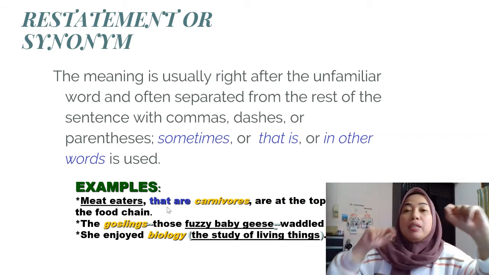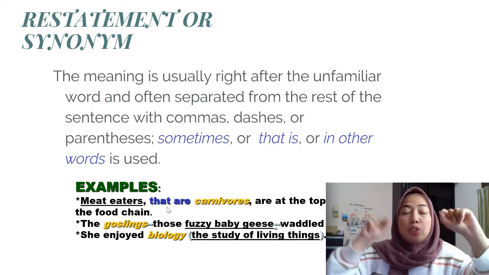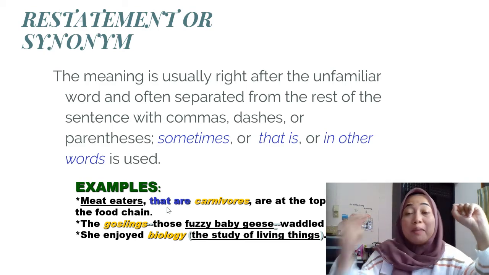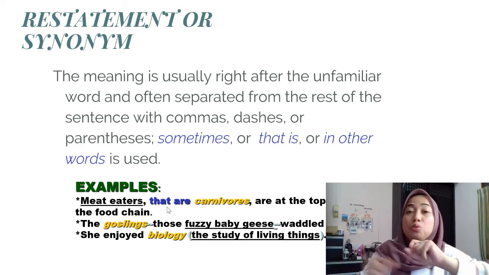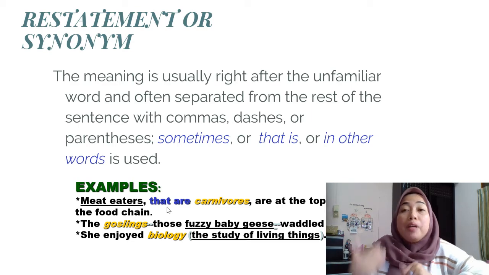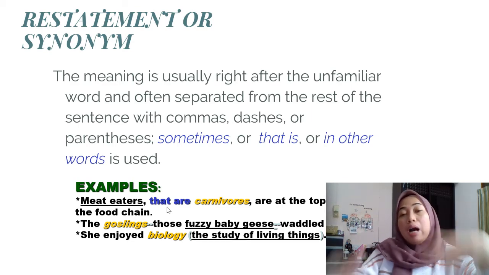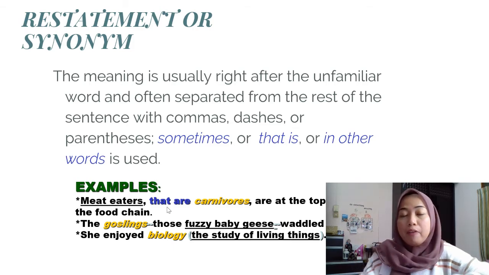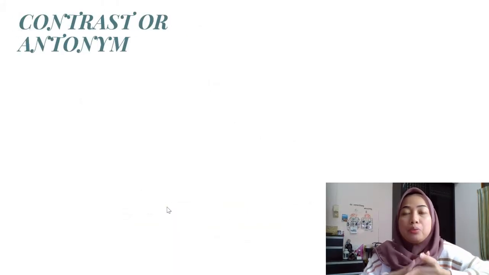Okay, so these could be some of the ways for you to give meanings or to make people understand certain words that you use in your writing or when you are reading anything. And sometimes you don't know what it means. Very often, the author or the writer would help you to understand the meaning of the word by providing these examples. Okay. Moving on, we have here contrast or antonym.